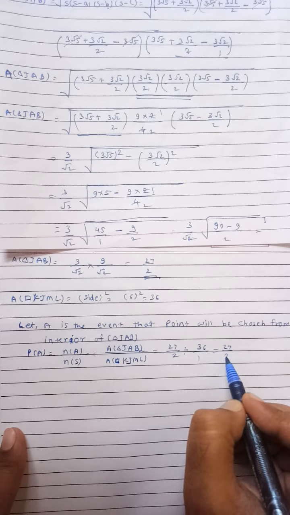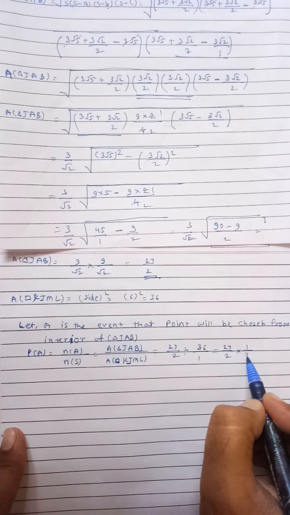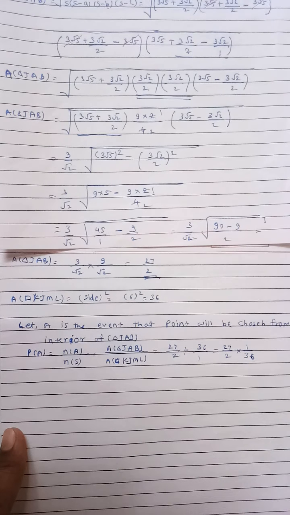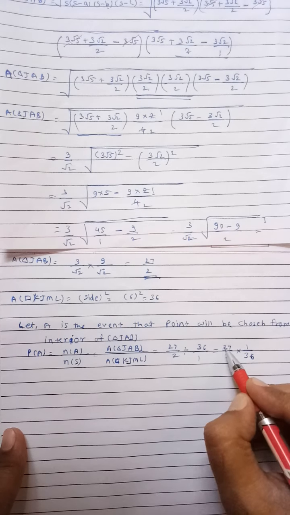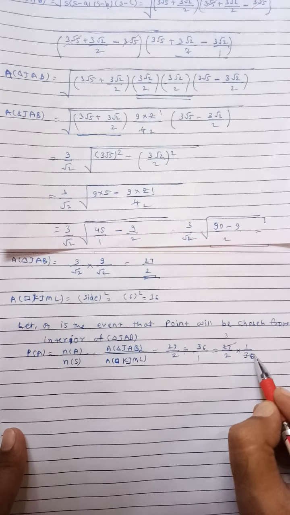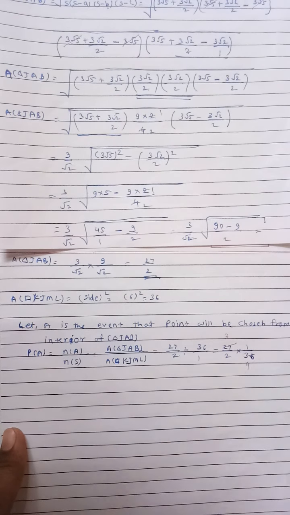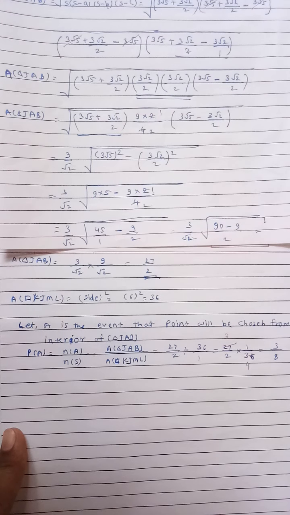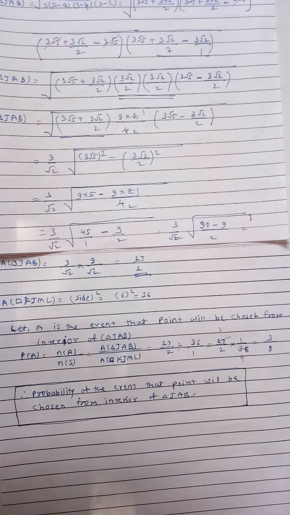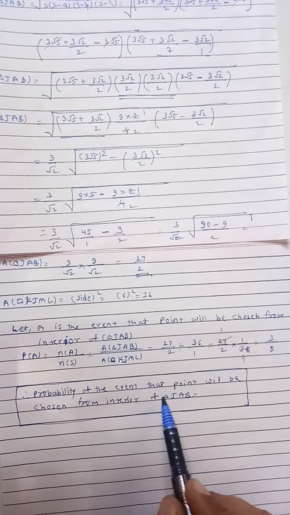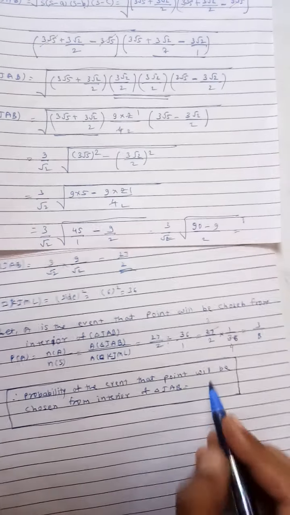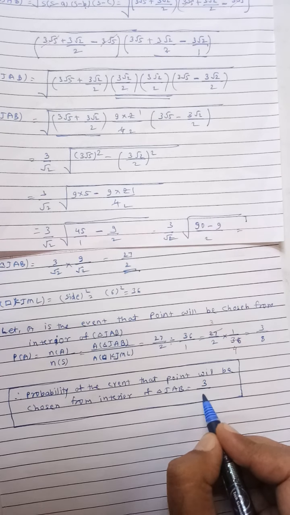Then 27 by 2 into 1 by 36. Division is converted into multiplication by taking the reciprocal. Then do the cancellation. 9 3s are 27, 9 4s are 36, that is 3 1s are 3 upon 2 4s are 8. Therefore the probability of the event that the point will be chosen from the interior of triangle JAB is equal to 3 upon 8.